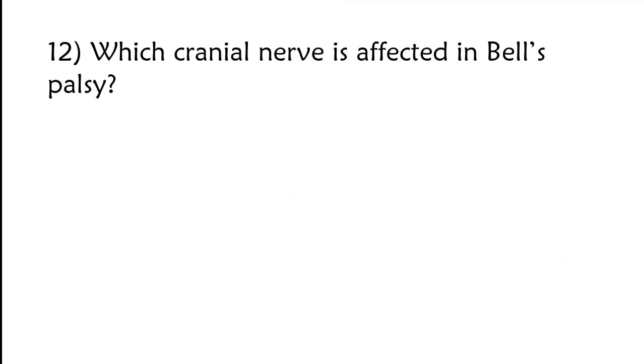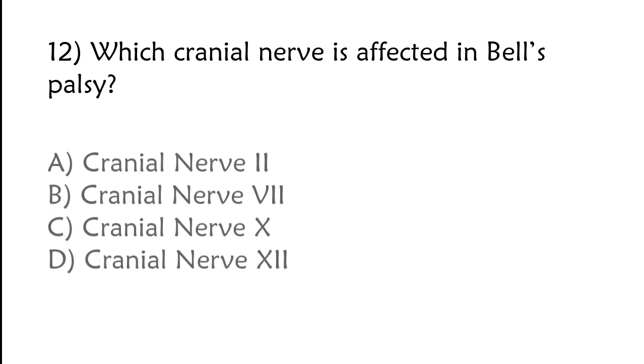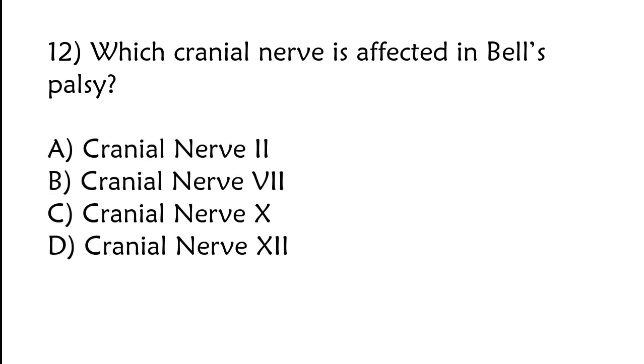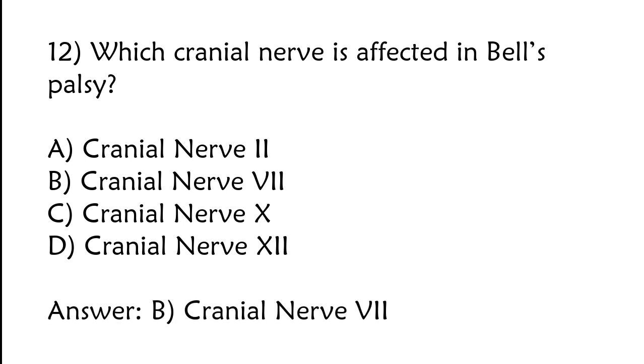Which cranial nerve is affected in Bell's palsy? Cranial nerve 2, cranial nerve 7, cranial nerve 10, cranial nerve 12. The correct answer is option B, cranial nerve 7.